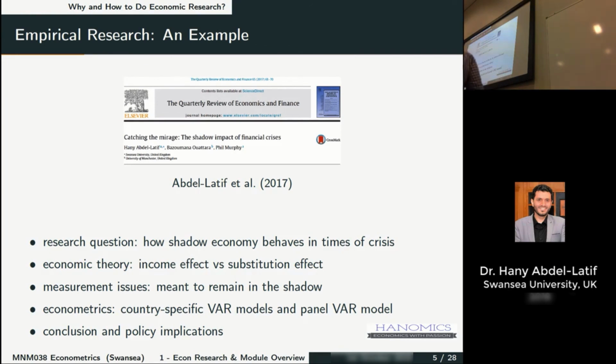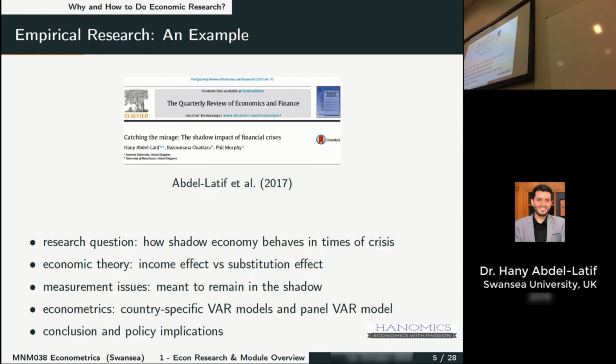And then comes econometrics. We start talking about econometrics only after all these steps in that journey. We were not concerned yet about what method or technique to follow. We were more concerned about the story of the paper: where's the question, what do you want to answer, and why is it important to answer that question? That's exactly what we call the policy implication. Why is it important to know whether the shadow economy expands or shrinks in times of crisis?